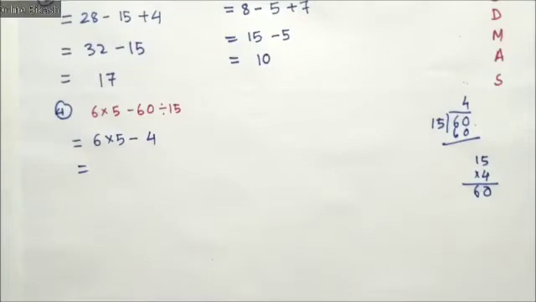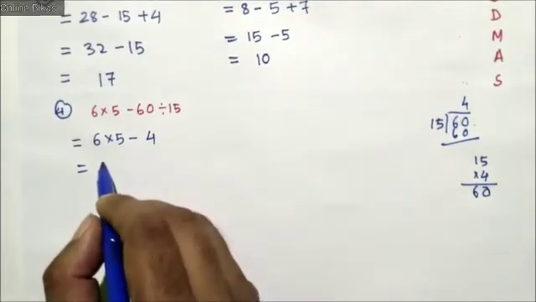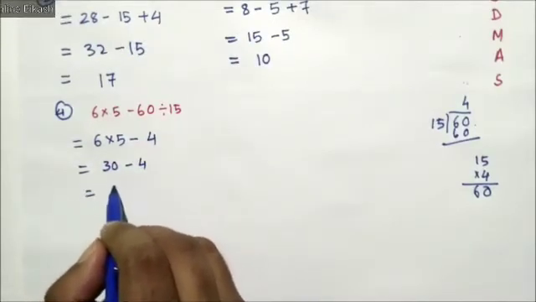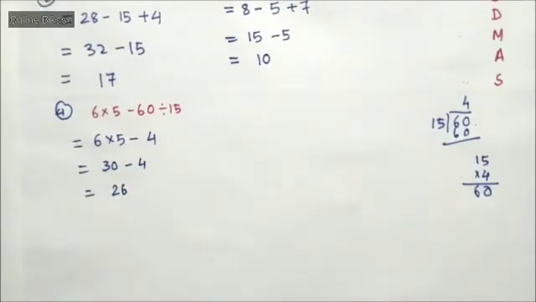Now, what signs do we have? Multiplication and subtraction. So which operation will we do first? Definitely the multiplication first. So 6 fives are 30, minus 4, and 30 minus 4 is 26. This way we have finished 4 questions.